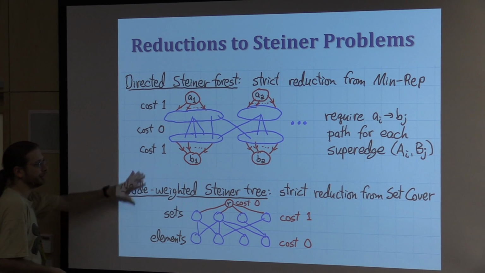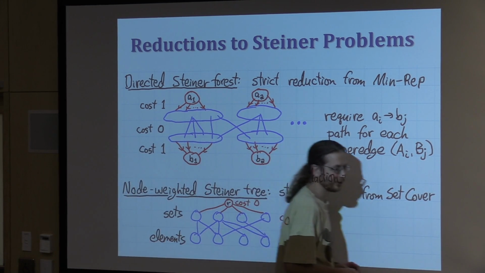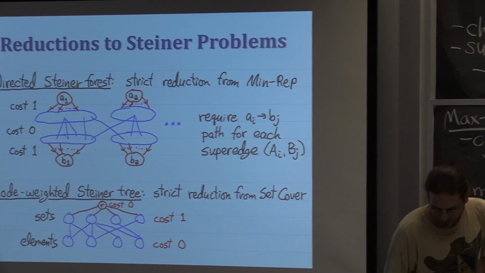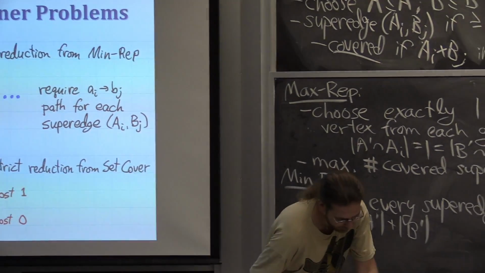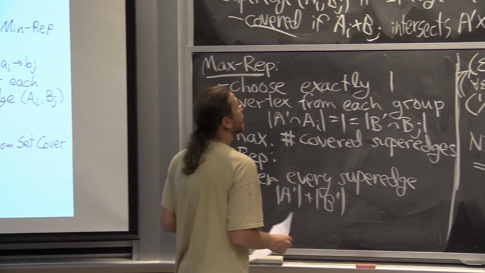And, well, this is another one from set cover. You can also show node weighted Steiner tree is log n hard to approximate. That's not from min rep, but I threw it in there while we're on the topic of Steiner trees. All right, I want to mention one more thing quickly in my 0 minutes remaining.